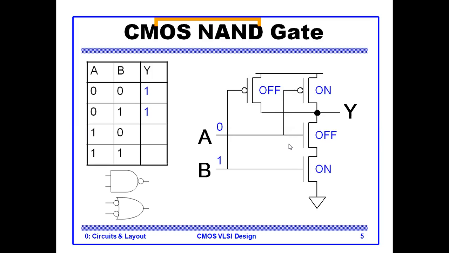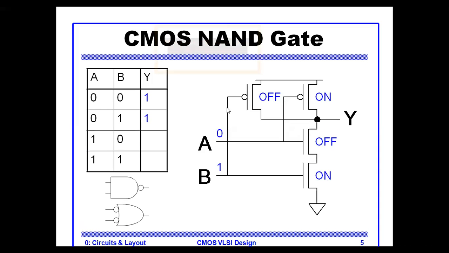Okay, sorry for the interruption. When we are applying 0 to the NMOS, it will go into the off condition, and 0 to the PMOS, it will go into the on. At the same time, 1 is applied to the B, so it becomes 1 to the NMOS, it will go into the on. And when 1 is applied to the PMOS, it will go into the off.